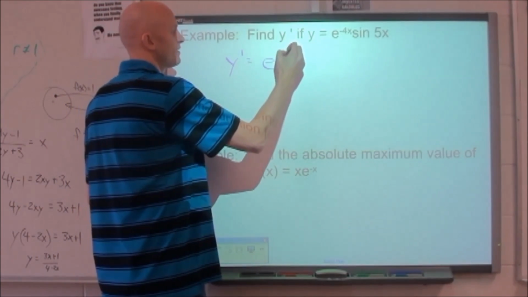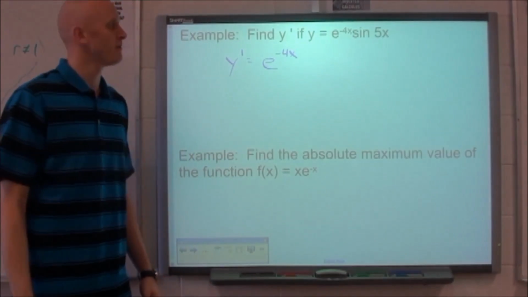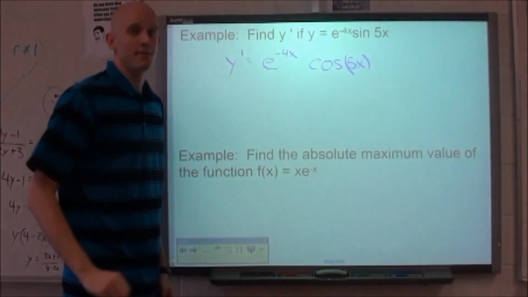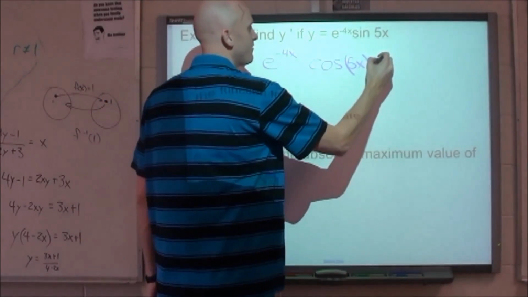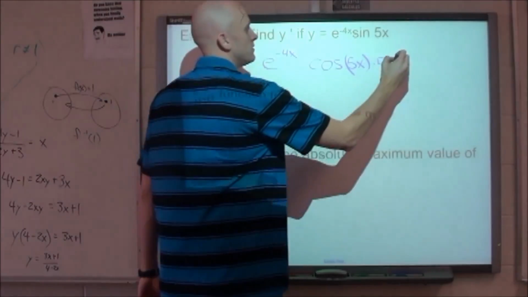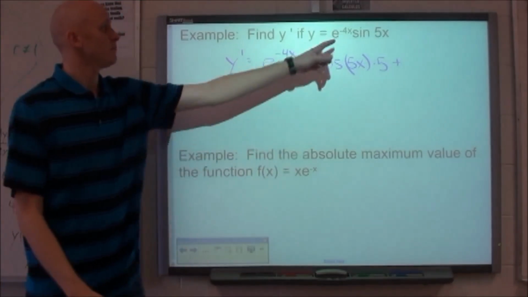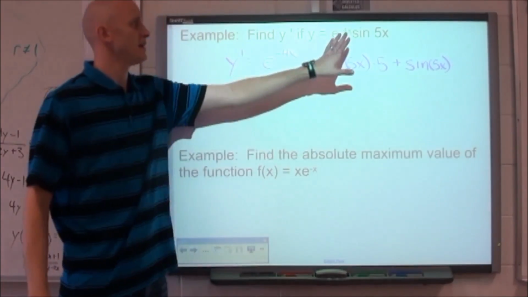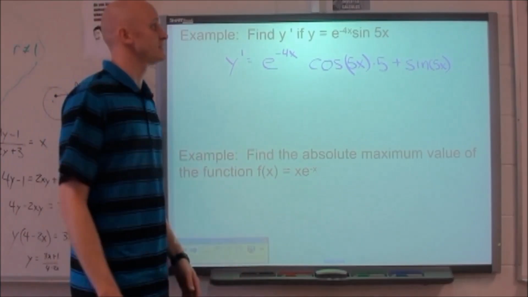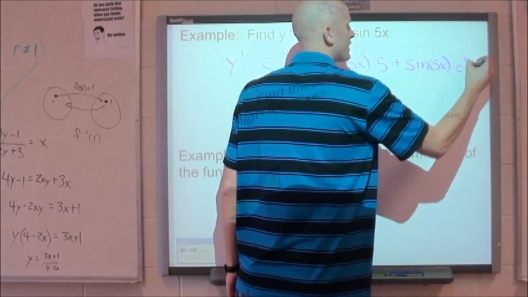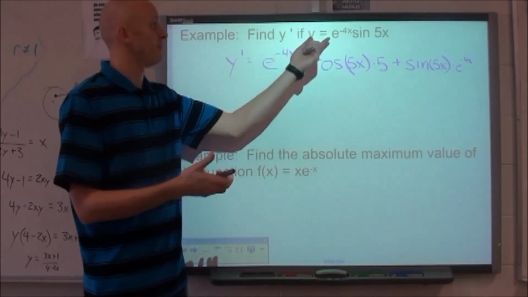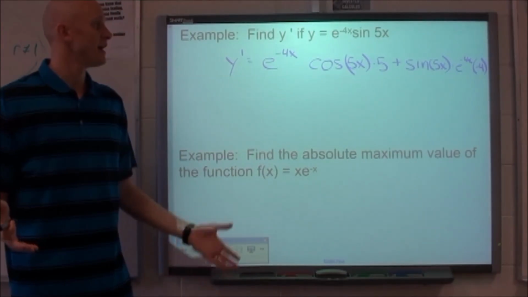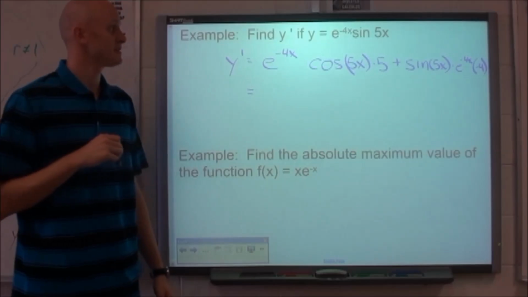So the first is e to the -4x multiplied by the derivative of the second, which is cosine 5x, multiplied by the derivative of the inside function, which is 5, plus second, which is sine 5x, multiplied by the derivative of the first, which is e to the -4x, multiplied by the derivative of the inside function, which is -4. And then you can simplify from there to get this answer.